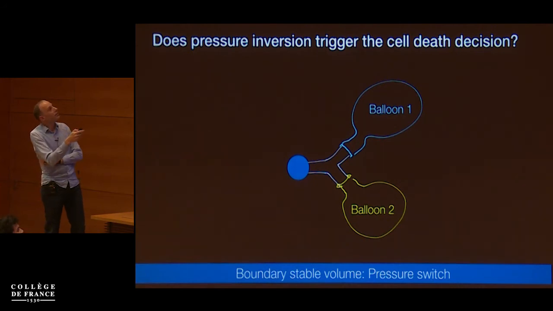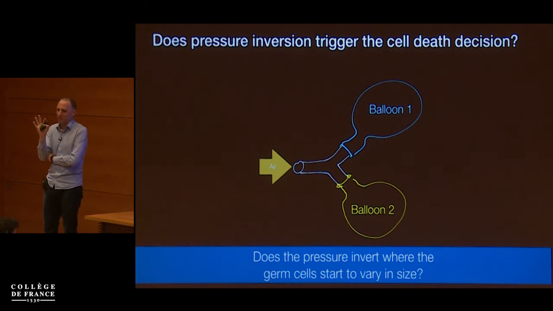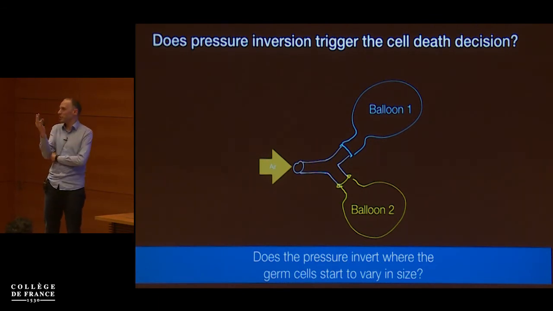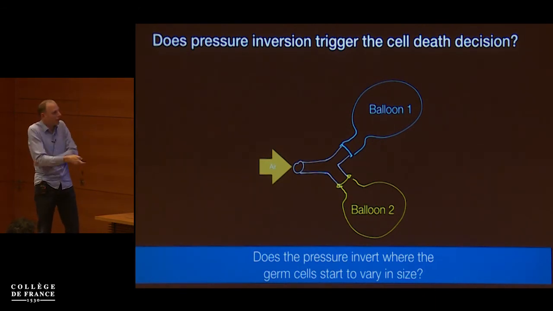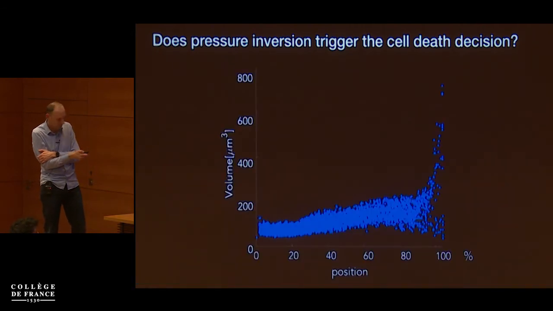So this makes a couple of predictions, if this is all correct. First of all, pressure should invert exactly when the germ cells start to grow and shrink. Prior to this pressure inversion, there's homogeneous growth. After the pressure inversion, there's heterogeneous growth. Some grow, some shrink. And the position where the germ cells start to vary in size should be somehow correlated with the point of pressure inversion and flux maximum in the rachis.